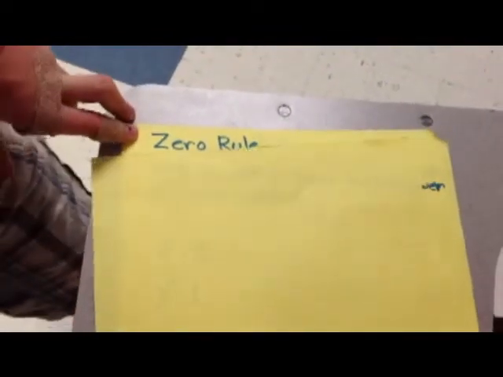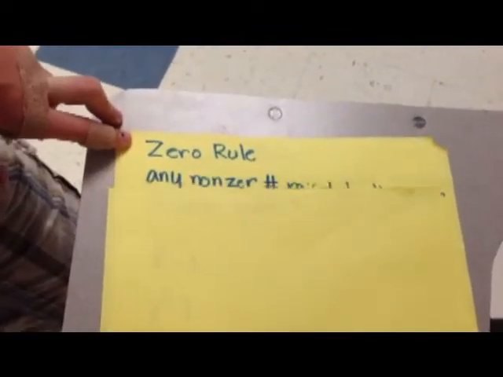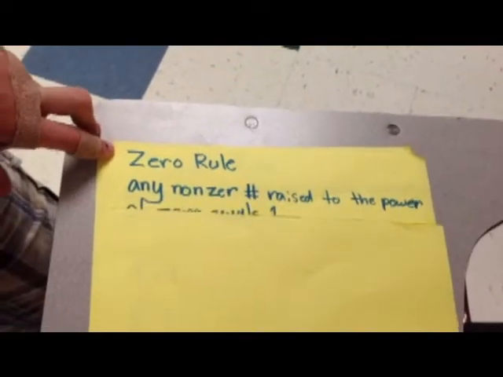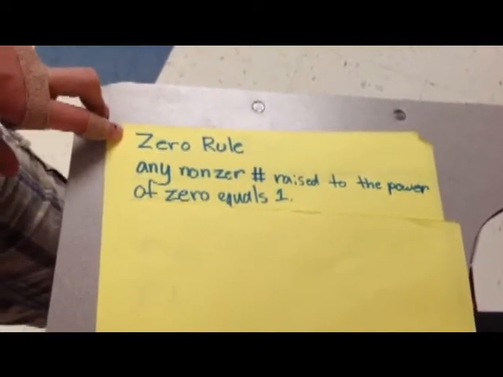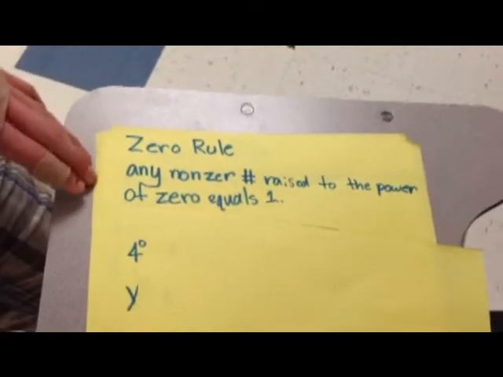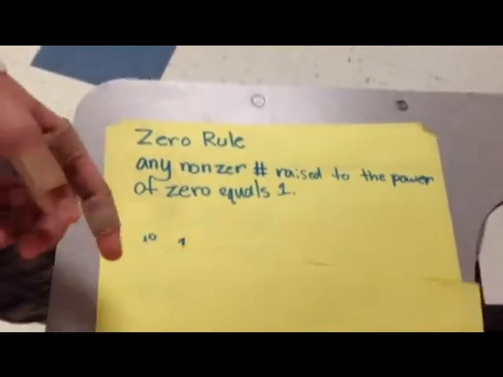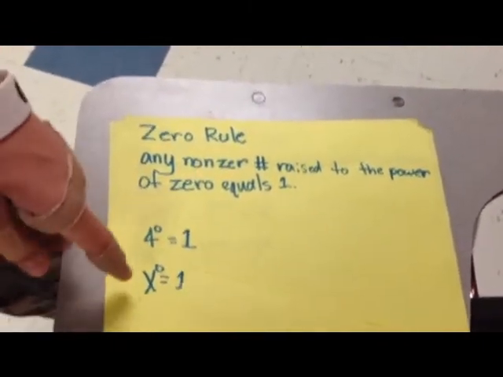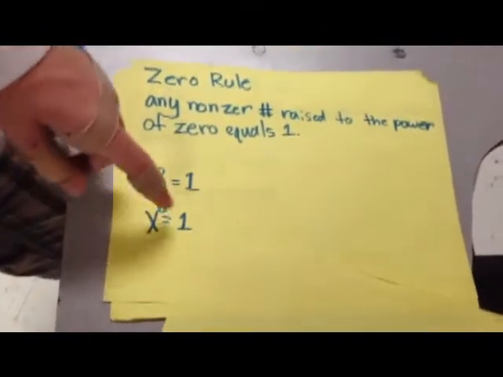Okay, and our next rule, the zero rule, states that any non-zero number raised to the power of 0 equals 1. So this is a pretty simple rule. 4 to the 0th power equals 1. Or any number, so we'll put x to the 0th power equals 1. Pretty simple. So we'll go on to the next one.